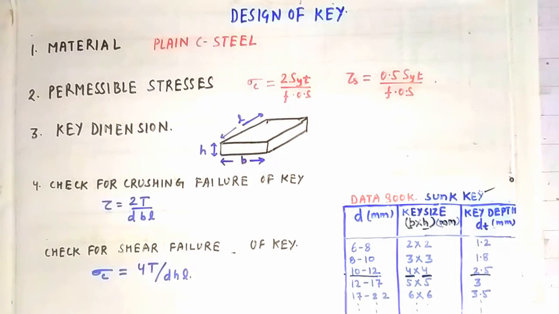Friends, today we are going to discuss the design process for the shrunk key. Now friends, the first step in the design process of the shrunk key is the selection of the key material. Generally, plain carbon steel is selected as the key material for the manufacturing of the key. So you can select plain carbon steel as the key material.